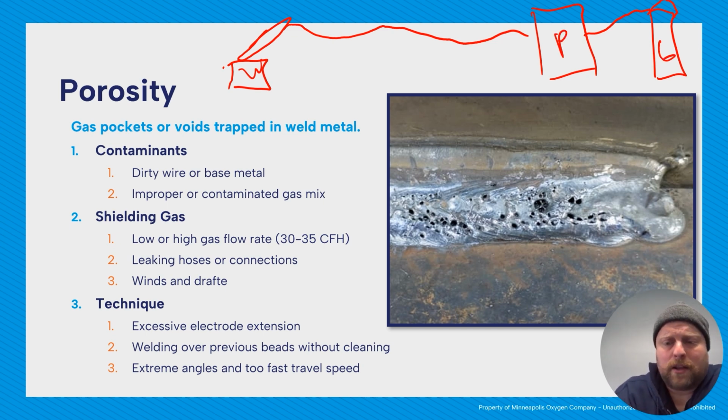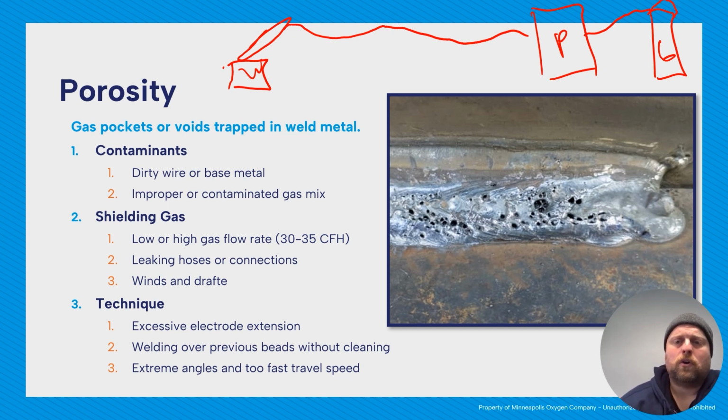So I'm going to look at two main issues and how we can figure out what they are through troubleshooting. First we'll look at porosity. Porosity is gas pockets or voids that are trapped in the weld metal. What can cause it is contaminants like dirty wire or base metal, improper gas mix, your shielding gas if you don't have the right flow rate, leaking hoses or connections, winds or drafts, and then technique can cause it: excessive electrode extension, welding over your previous beads without cleaning, or extreme angles or too fast travel speed.